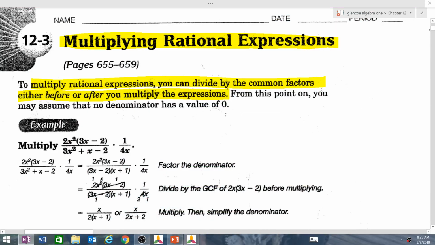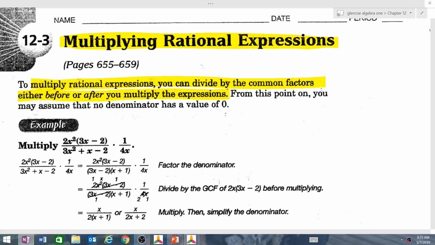Good morning. And we are winding it down because after today, we only have 2 more lessons to go for the year. So today we are going to discuss lessons 12.3 and 12.4, multiplying rational expressions and dividing rational expressions.